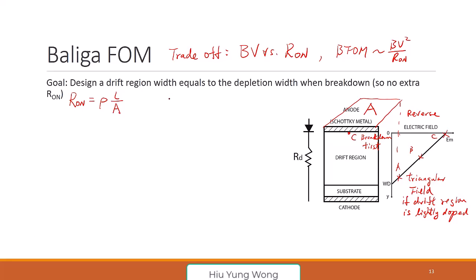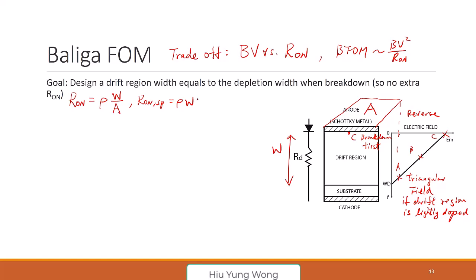But do you remember, what I care about is not area. What I care about is not R on, it's R on specific. So I care about this quantity, rho times L. Okay, now maybe, sorry, let me call this W instead of L. Okay, W. Is that okay up to here?